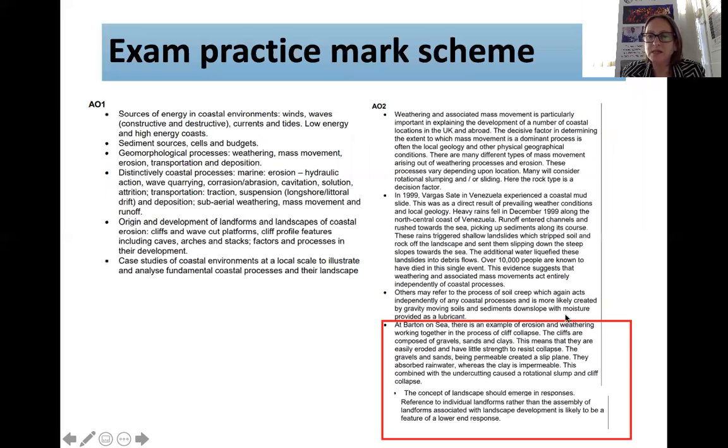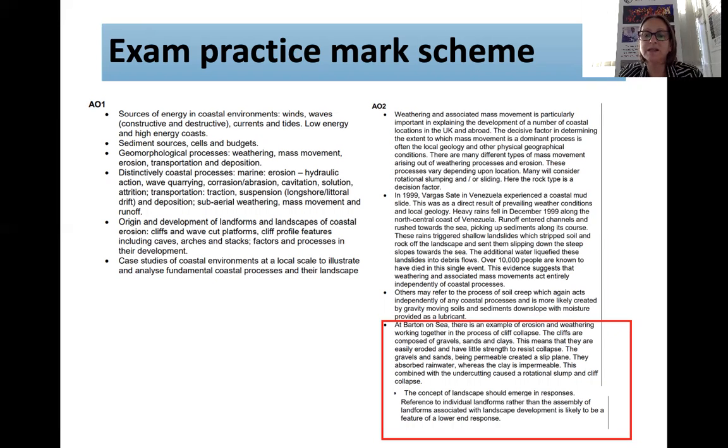So this is an example of erosion and weathering working together in the process of cliff collapse. The cliffs are composed of gravels, sands and clays. This means that they're easily eroded and have little strength to resist collapse. The gravels and sands being permeable created a slip plane. They absorb rainwater, whereas the clay is impermeable. This combined with the undercutting caused a rotational slump and cliff collapse.